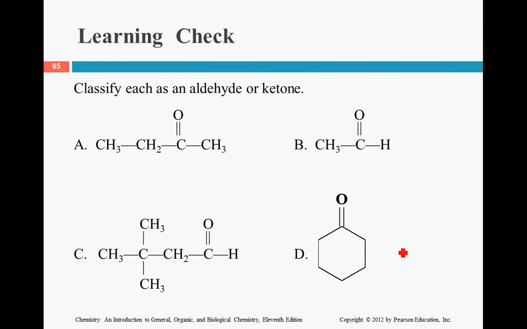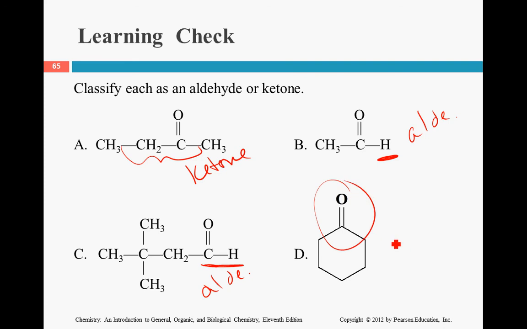Alright, so first of all, let's see if we can identify if it's an aldehyde or ketone. Remember, if it's at the end, it's an aldehyde. If it's in the middle, it's a ketone. An aldehyde has to have a hydrogen bonded to it. So this one is in the middle, so it's a ketone. This one has a hydrogen on it, and it's at the end. It's an aldehyde. This one has a hydrogen on it. And this one is surrounded by carbon, so that's a ketone.